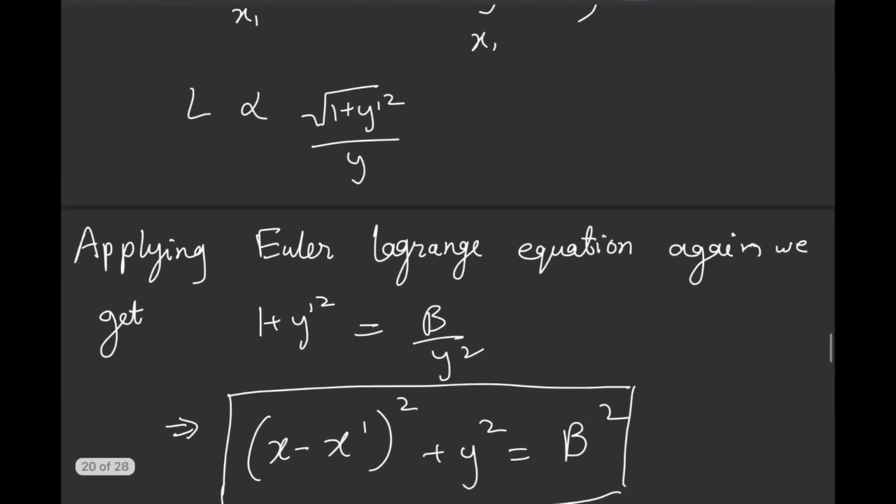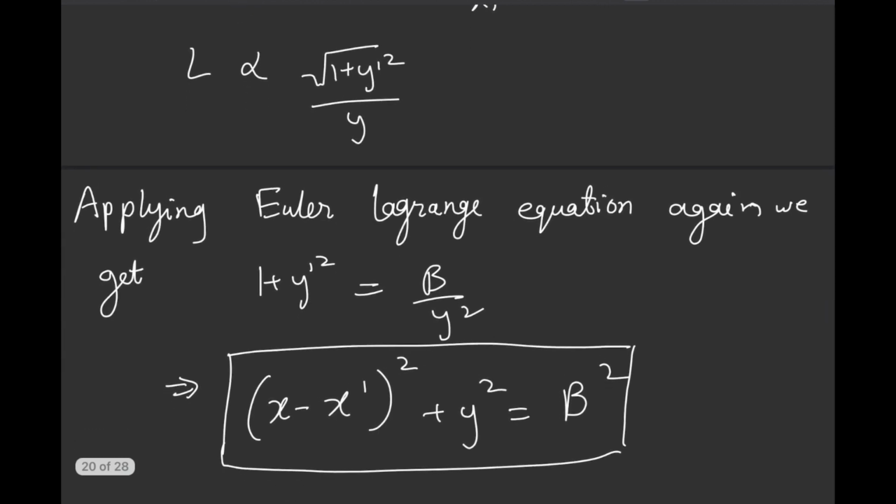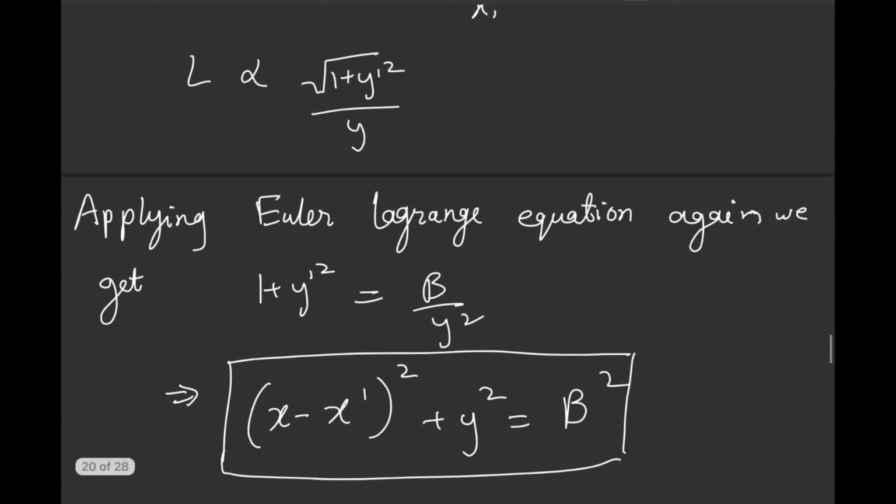So we apply Euler-Lagrange again and we get 1 plus y dash square is b by y square. I am sparing you the calculation, it's pretty simple. We get (x minus x dash) square plus y square is b square, which is the equation of a circle. Surprisingly, maybe not surprisingly, the light must travel in circular arcs inside the slab.